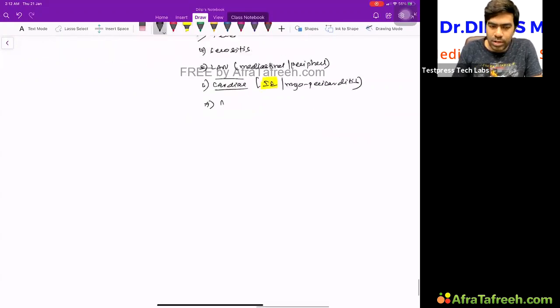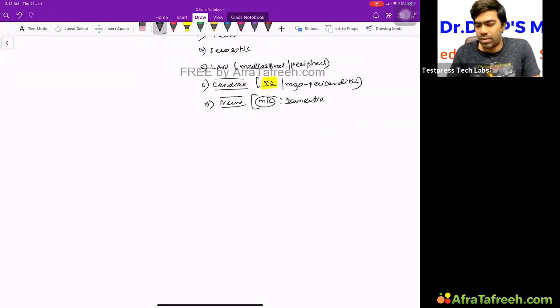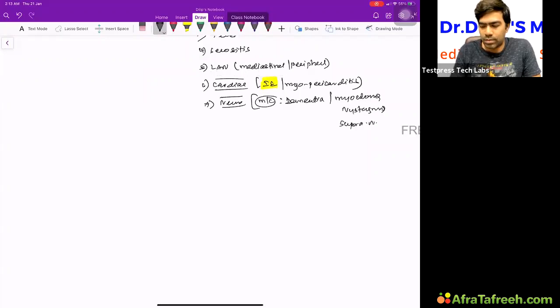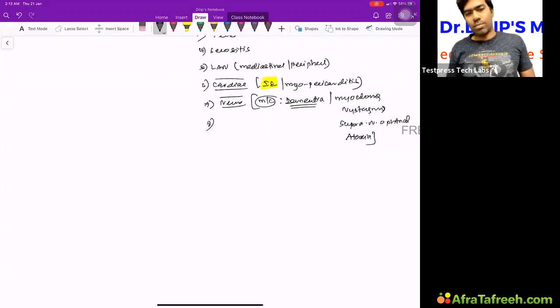Then neurological involvement in Whipple's disease. If they ask you the most common neurological involvement, the answer will be dementia. Dementia, very, very common. And apart from that, they can produce myoclonus, nystagmus, supranuclear ophthalmoplegia, and ataxia. So many problems. But the most common will be dementia. That's a very common question in exam.